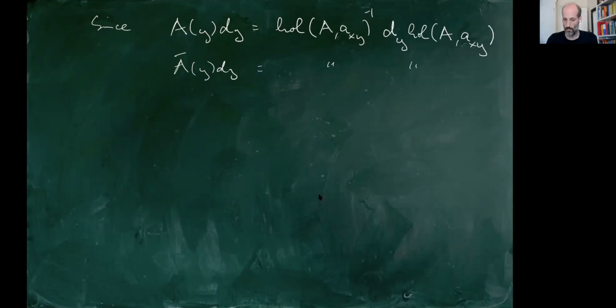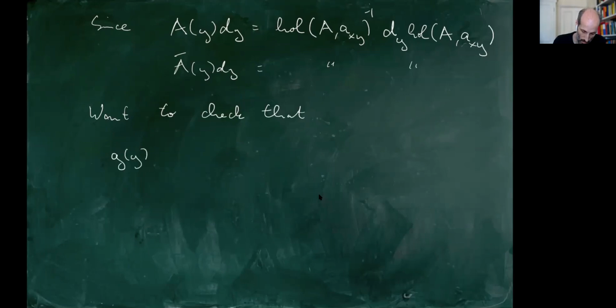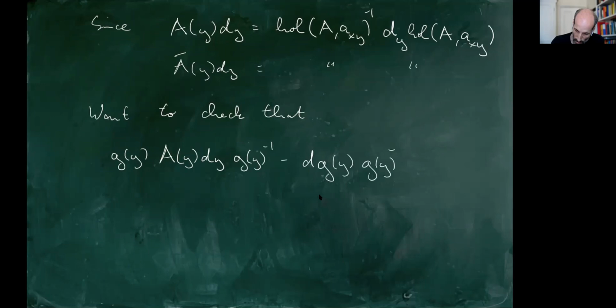And then all we want to do is check that if we take the conjugation, if we take g of y times A of y dy, g of y inverse, minus, this was supposed to be an inverse, minus dg of y, g of y inverse, then this should be equal to A bar of y dy.